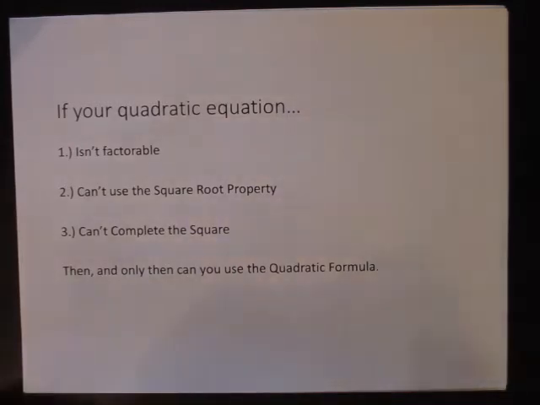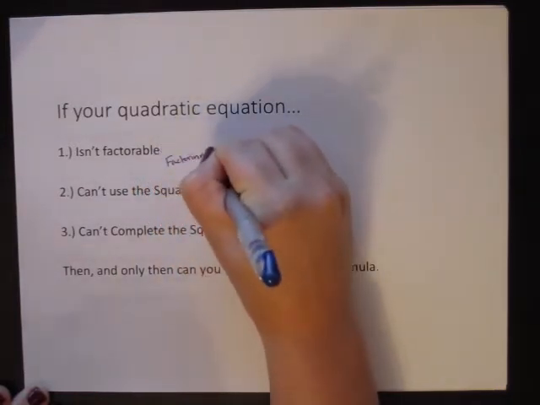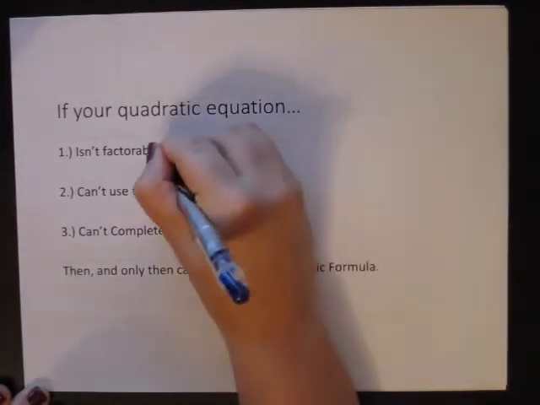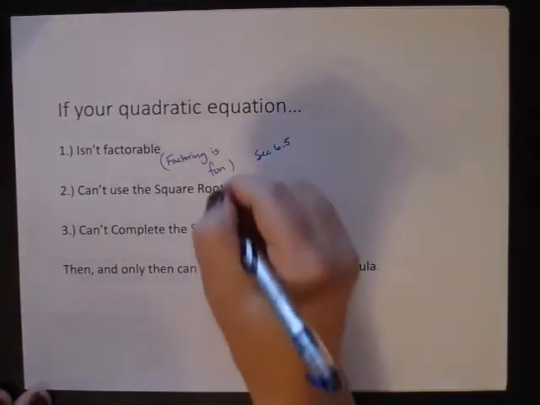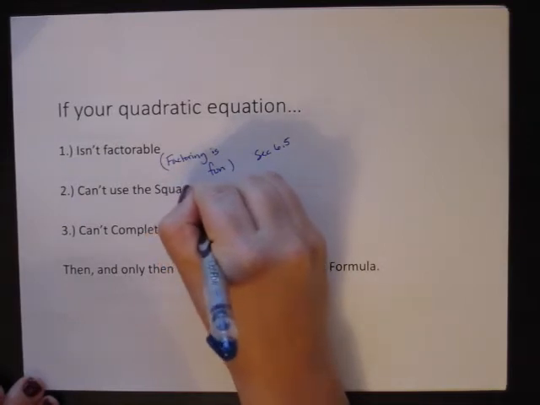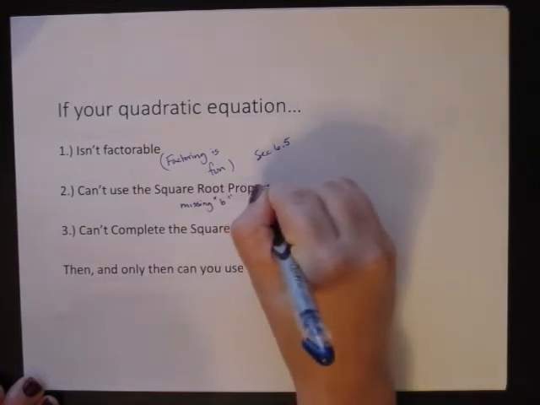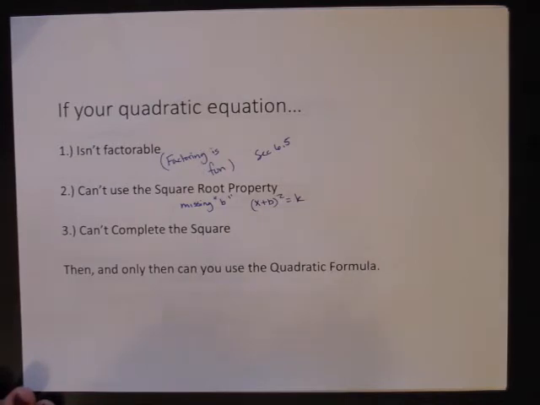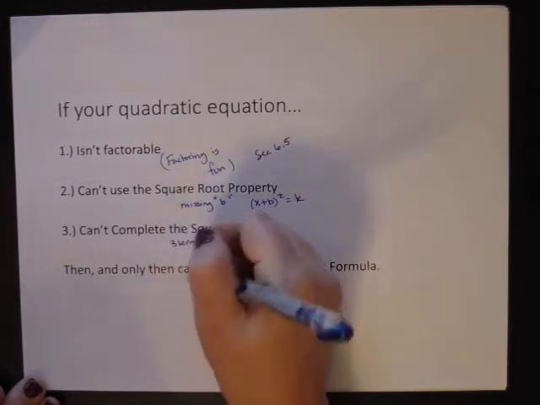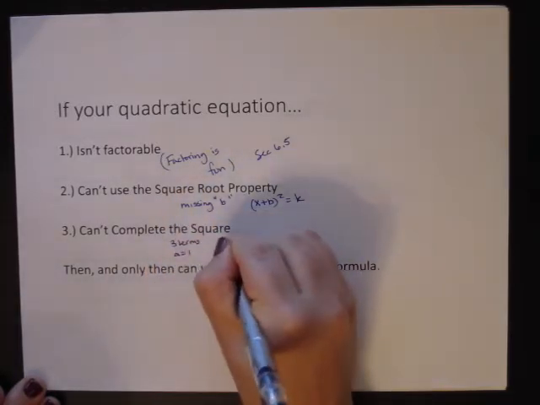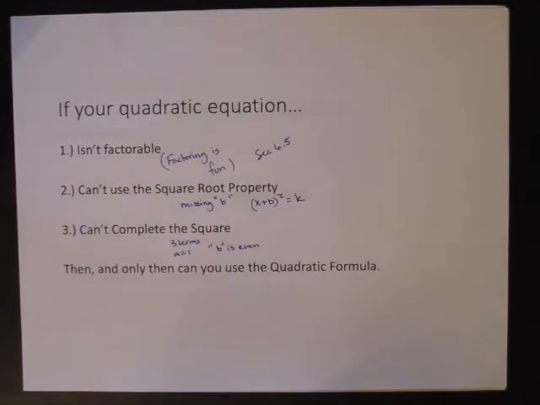If your quadratic equation isn't factorable, so this is section 6.5, if you can't use the square root property, meaning that you're missing your b, or if it's in x plus b parentheses squared equals k form, or if you can't complete the square, which remember needs 3 terms, a equals 1, and your b is even, if those 3 don't work, then and only then can you use your quadratic formula.